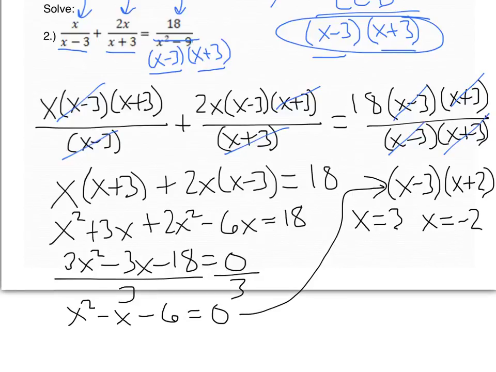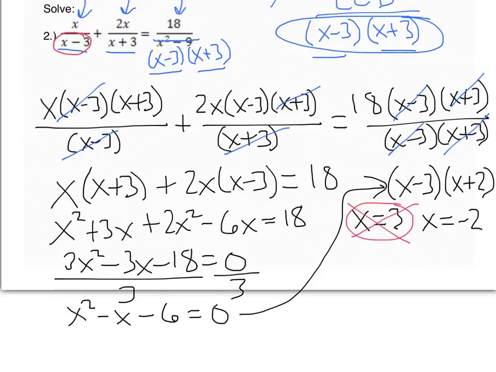Now we need to make sure that these two values work, because there's times where the values don't work. If I plug 3 in, and I plug it in my first denominator, well, 3 minus 3 is 0. I can't divide by 0. That's undefined. That's not going to work. So I got to take this one off.